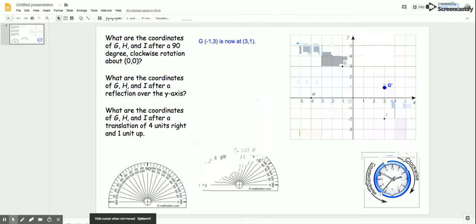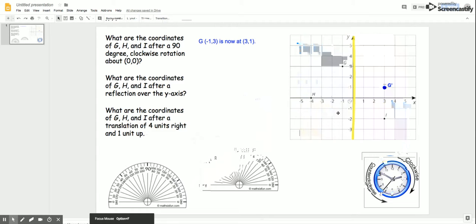Okay, so now let's look at number 2. What are the coordinates of, let's look at H. What are the coordinates of H after reflection over the y-axis? Well, the first thing we need to do is probably identify the y-axis, right? So that's this vertical axis here. Okay, so that's going to be our line of reflection, the y-axis.